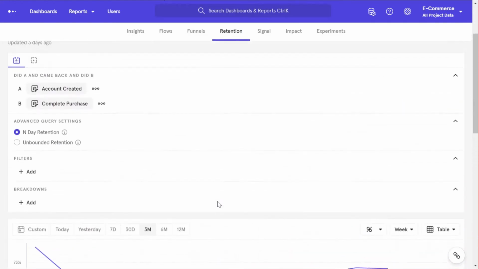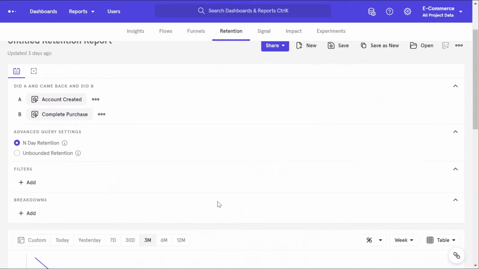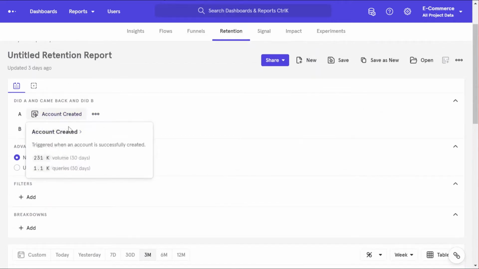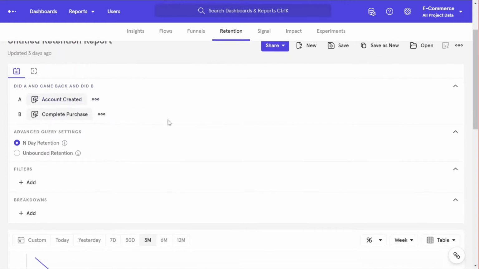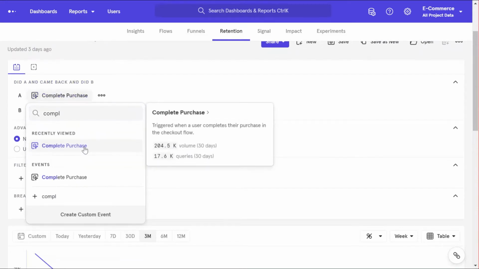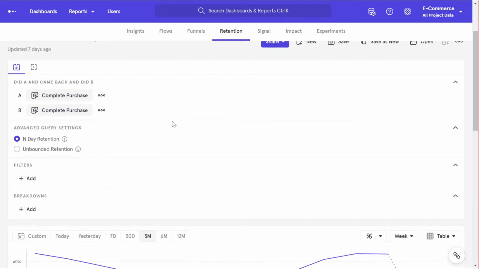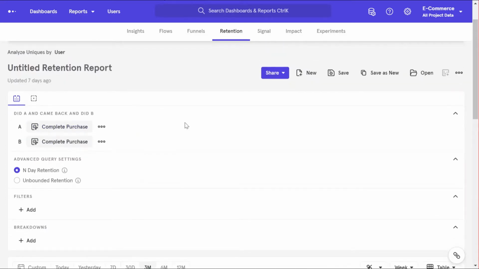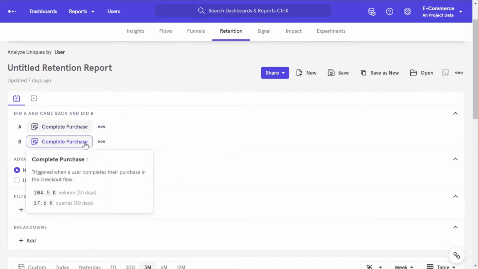Okay, now let me come up and explore a few other things. Here I had selected two different events because I wanted to see what happens to the people who were acquired in a certain period. There are different kinds of retention I can check. For example, I can actually select the same event, and that event can be the event associated with North Star metric here, which is complete purchase. So what this report now will show me, all the people who do a purchase in a particular period, over the next set of periods, how many of them come back and make a purchase again.